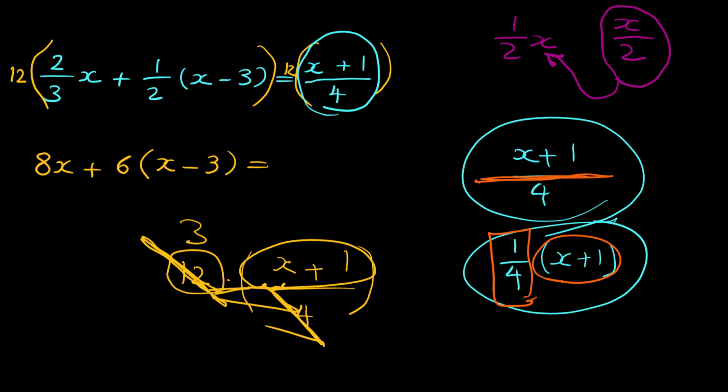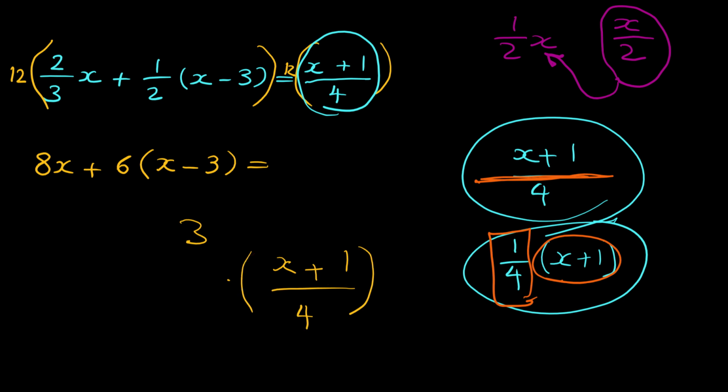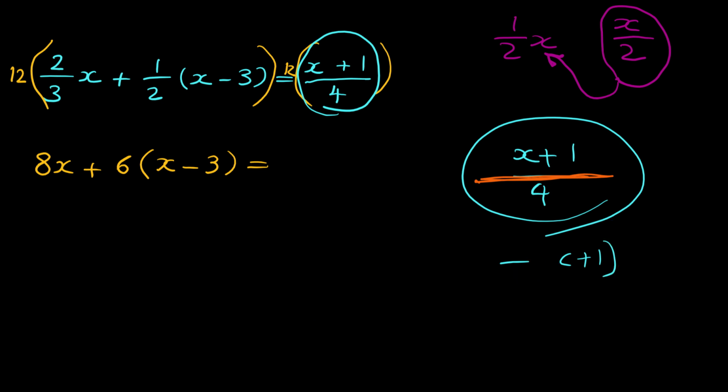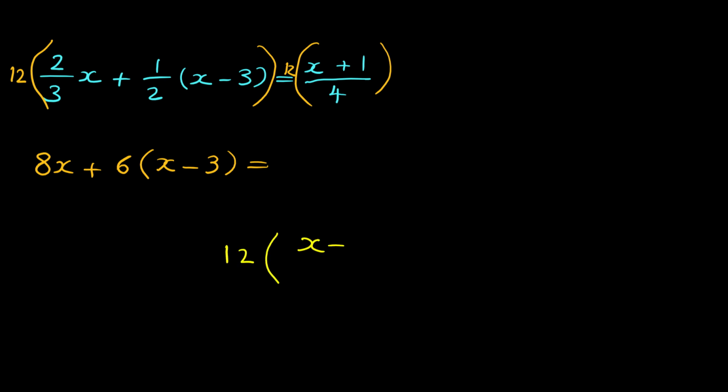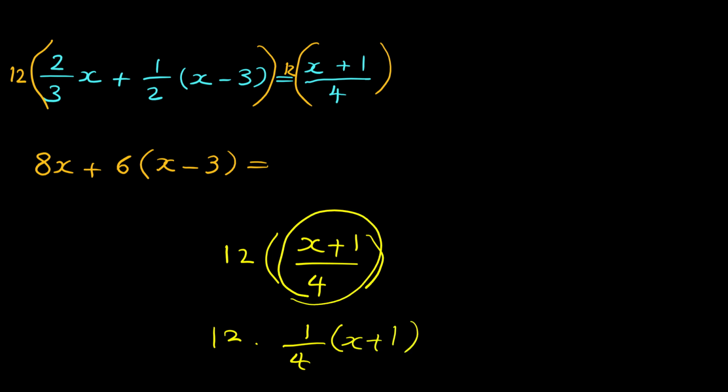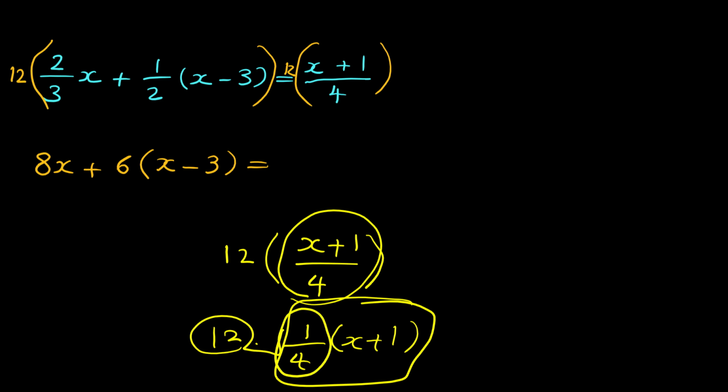So when you want to multiply 12 by (x plus 1) over 4, you can think of it this way. It's 12 times 1/4 of (x plus 1), because this expression is basically this expression. Now it should be clearer for you that 12 times 1/4 is 3.